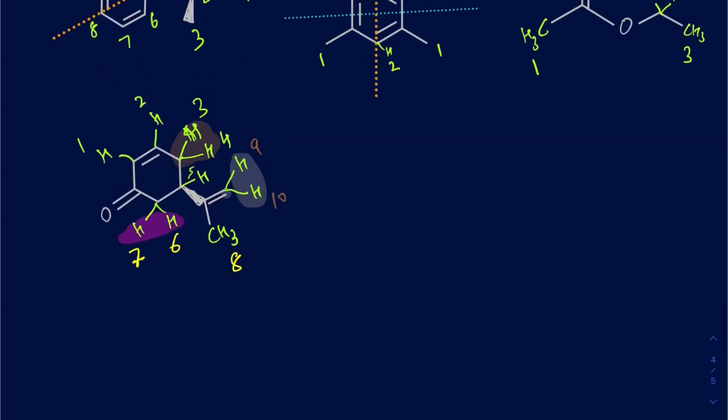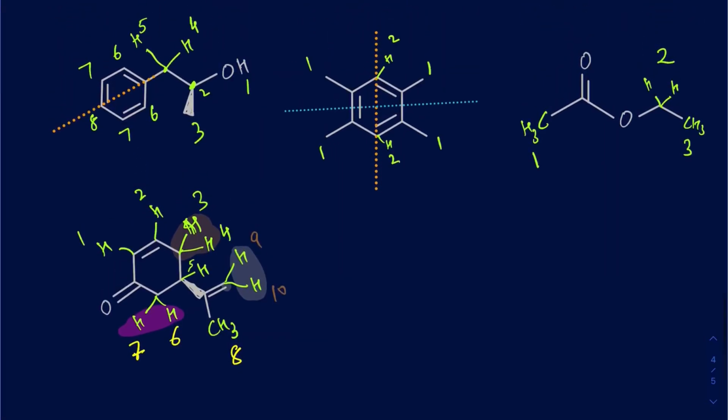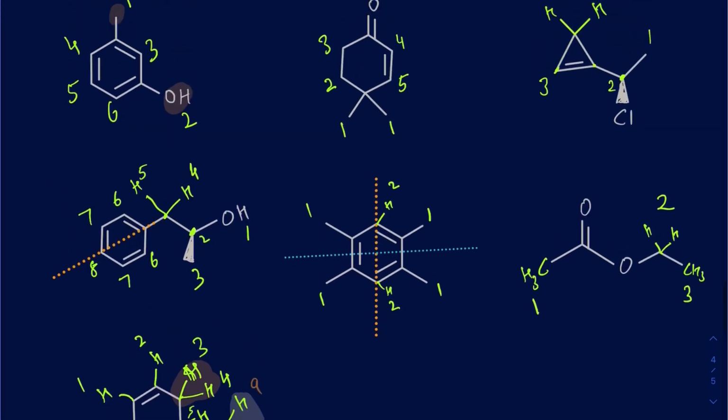All right, so this is how you're going to be determining the number of signals. This is going to be good enough practice, but obviously the only way you're going to get better at determining the number of signals, and then eventually determining how the splitting is going to work, is by doing a lot of practice. So if you have any questions on those, feel free to leave any comments in the section below.